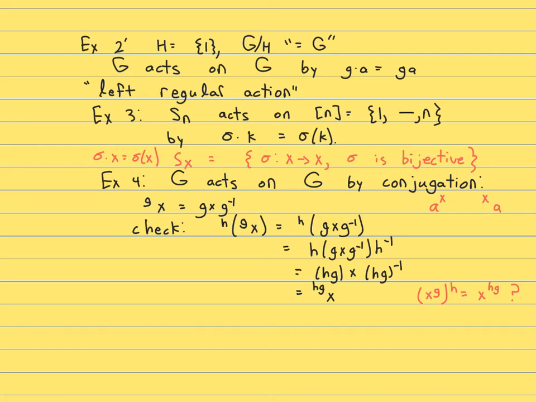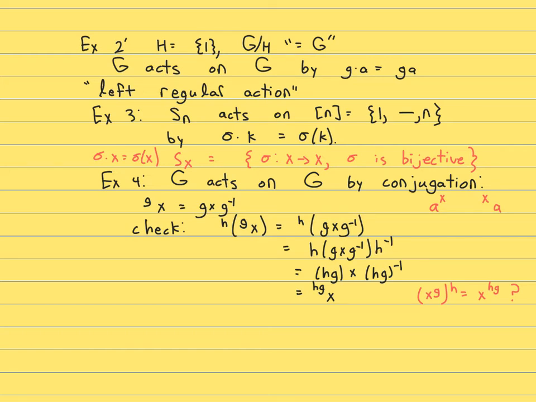But here let's do the definition. G x to the g is gxg inverse. So this is called conjugation. Let's check that it's a group action. If I conjugate by an element g, I get gxg inverse. If I conjugate by h, I get h quantity gxg inverse, quantity h inverse.